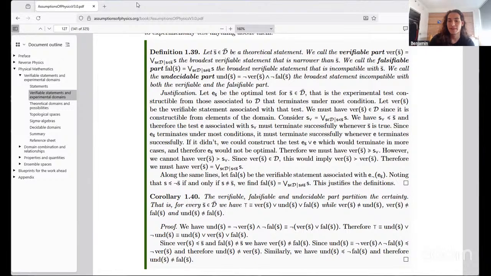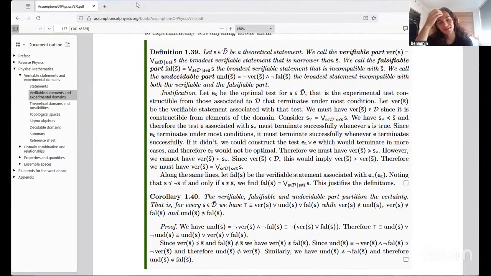Then we have that S disjunction is narrower than S bar, and therefore the test E associated with it must terminate successfully whenever S bar is true. Since E sub S bar terminates under most conditions, it must terminate successfully whenever E terminates successfully. If it didn't, we could construct the test E sub S bar or E, which would terminate in more cases, and therefore E sub S bar would not be optimal. Therefore, we must have that var S bar is broader than S disjunction.